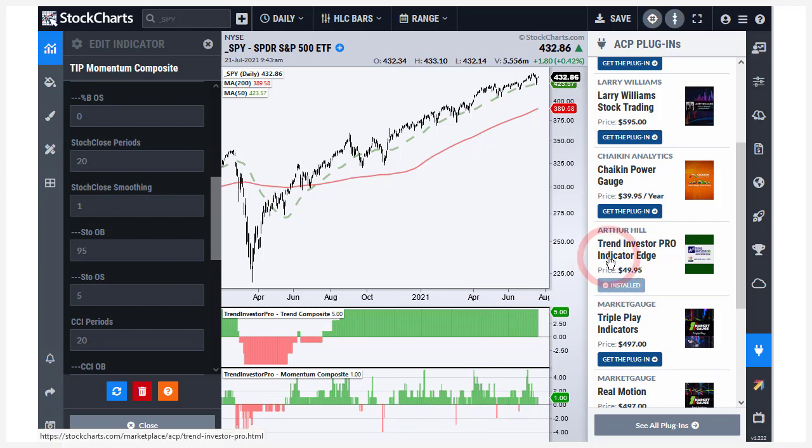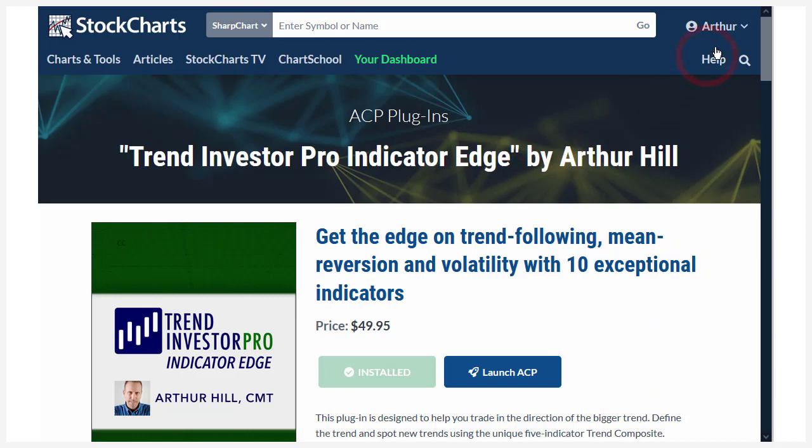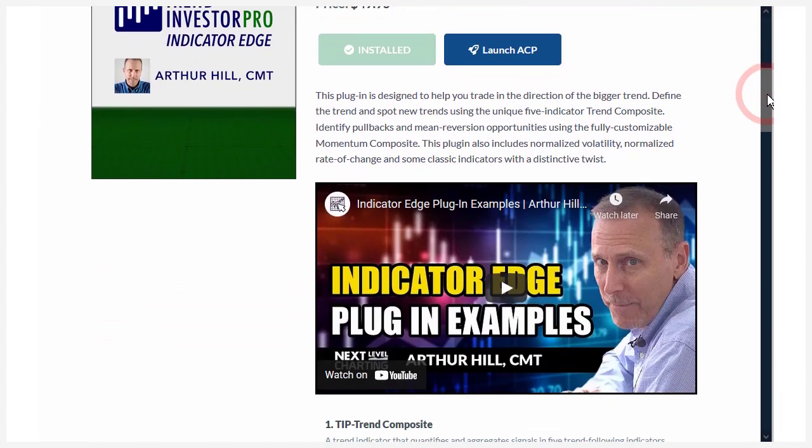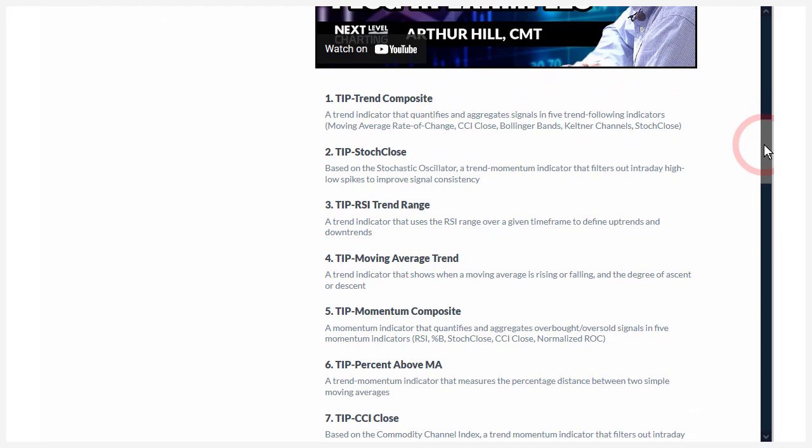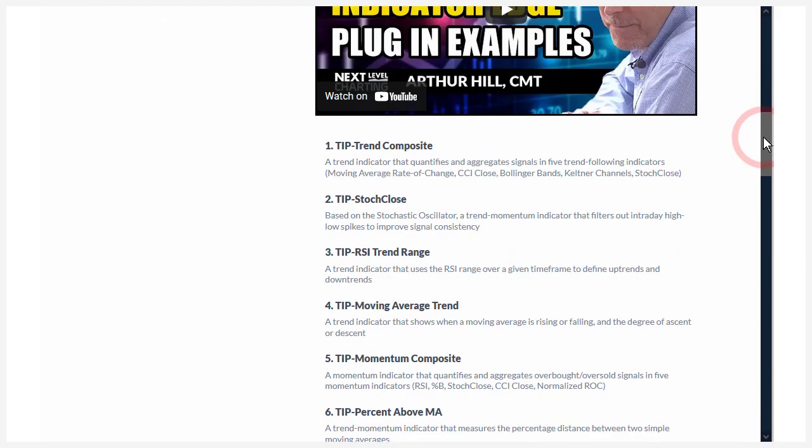And you can see more about this Trend Investor Pro Indicator Edge plugin by clicking on that link. You see the plug icon. If you open that, you will see the Trend Investor Pro Indicator Edge plugin. Click that, and you will get an explanation as well as a video telling you about all of the indicators that are in this plugin.